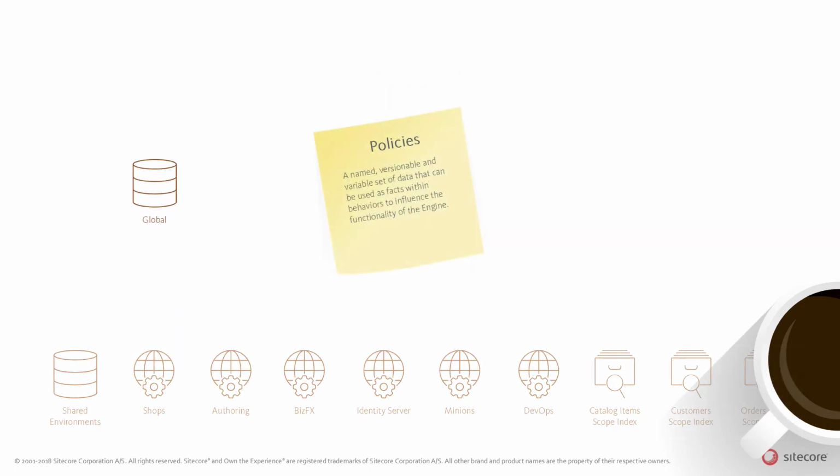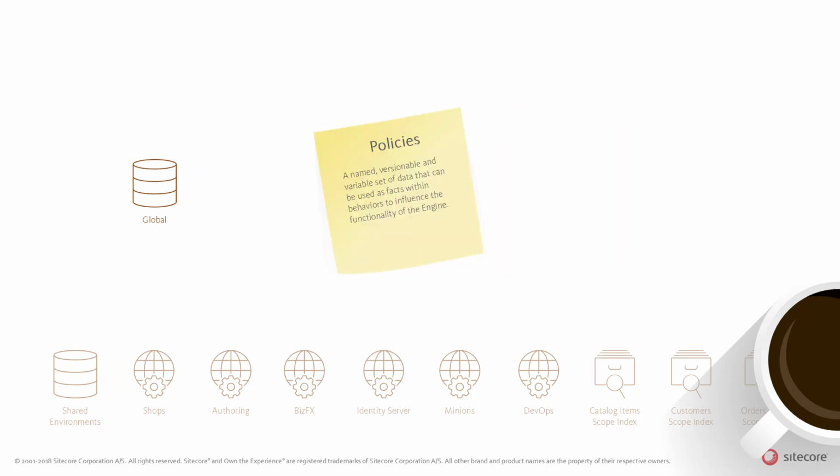There are two storage roles or databases in Sitecore Experience Commerce. The first, the Commerce Global Database, is used to store all the global configuration data that governs how the engine roles function. This means policies and environments.